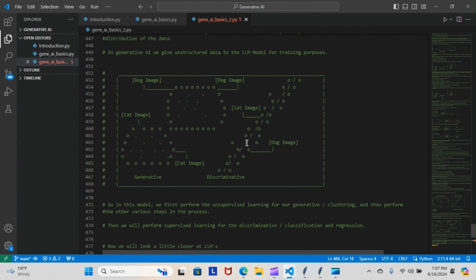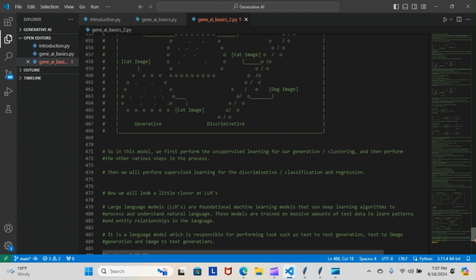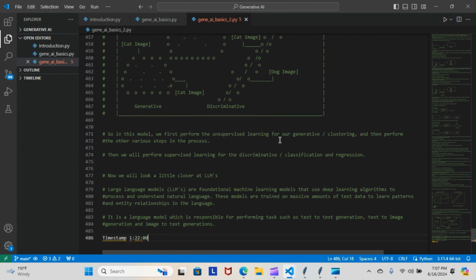And we've seen that also in artificial intelligence. All of this stuff is just a repeat of what we went over, so it should look familiar. In this model, we first perform unsupervised learning for our generative clustering and then perform various other steps in the process. If you remember, unsupervised learning does take various steps that we perform on a cluster or the generative models, this model here. And then we perform supervised learning for the discriminative or classification and regression. So this one gets just supervised learning, that's it. With the LLMs, this one here gets unsupervised.